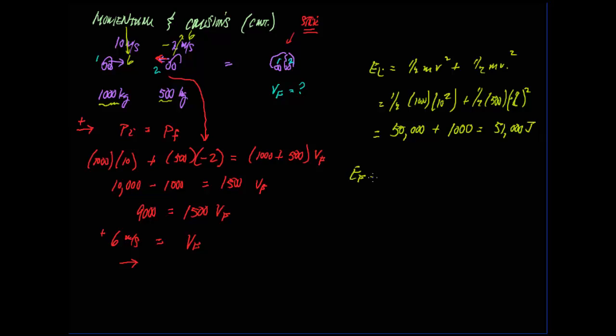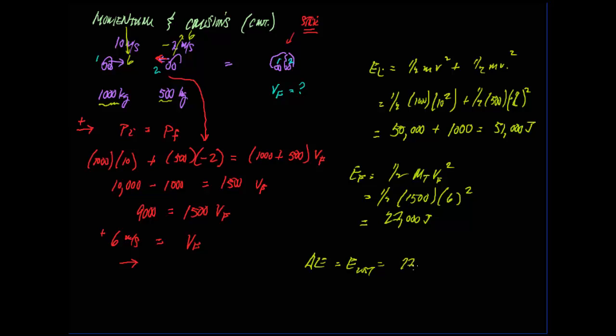Energy after is half the total mass times V final squared, because they stick. It's half of 1,500 times V final 6 squared. That's going to be 18, because 36 divided by 2. 18 times 1,500 equals 27,000 joules after the collision. So the change in energy, which tells us the energy lost, will be 27,000 minus 51,000, which should give us -24,000, and it's a negative, and that tells us that the energy is lost.